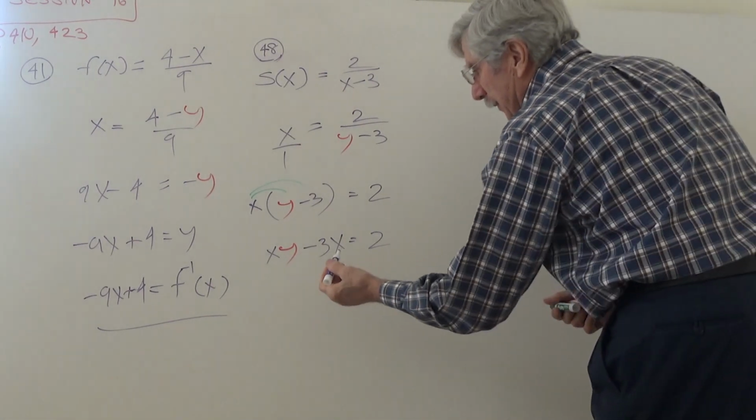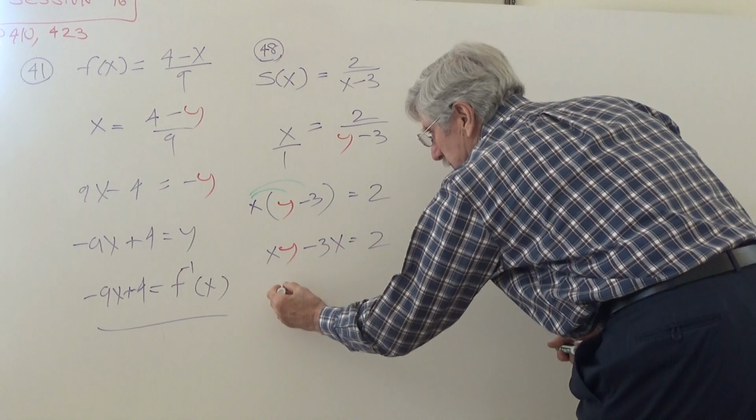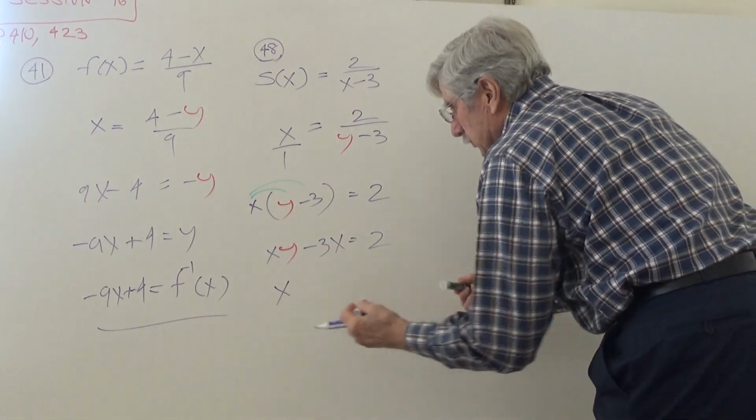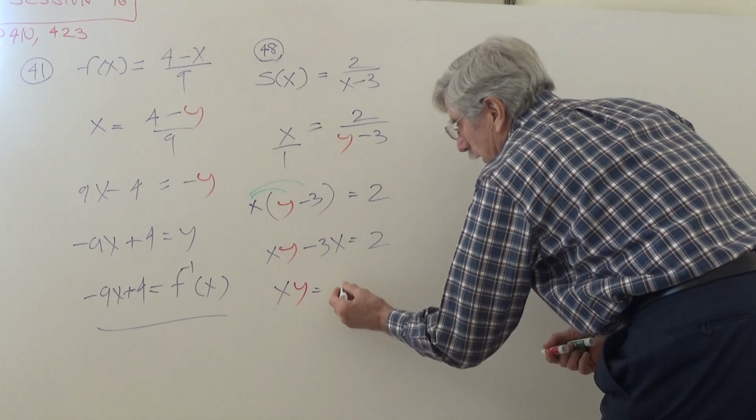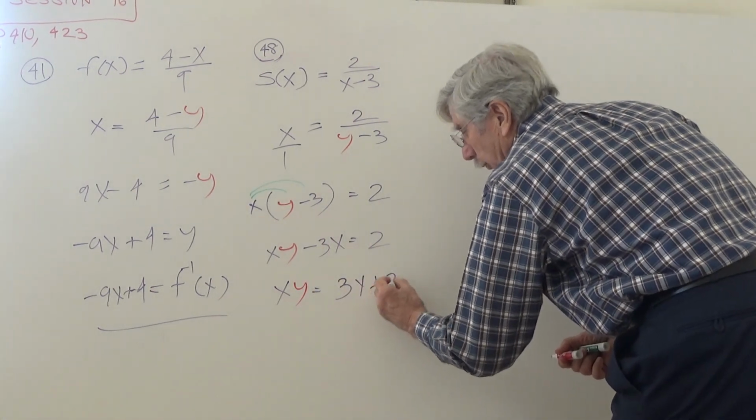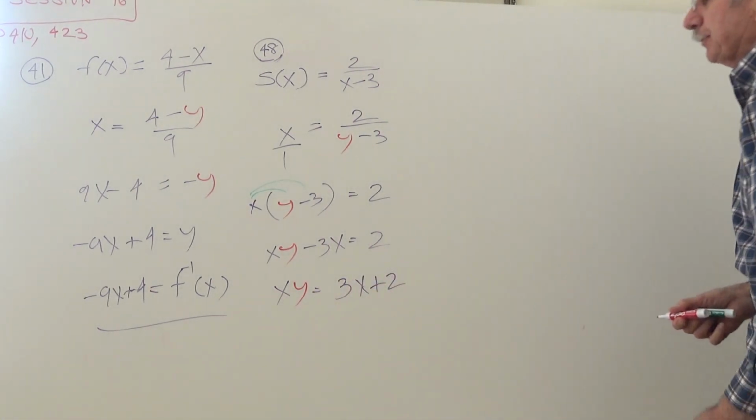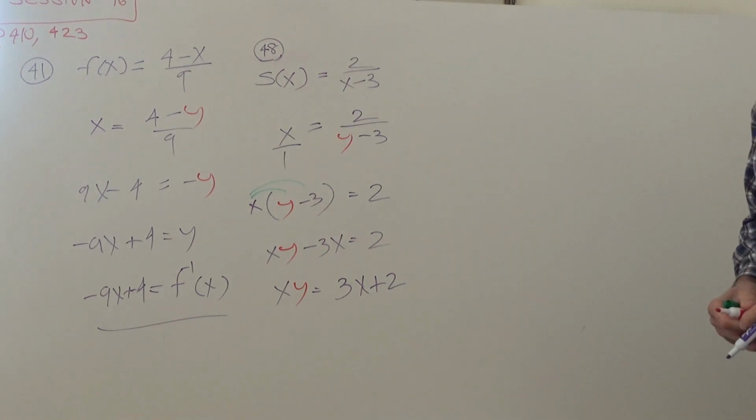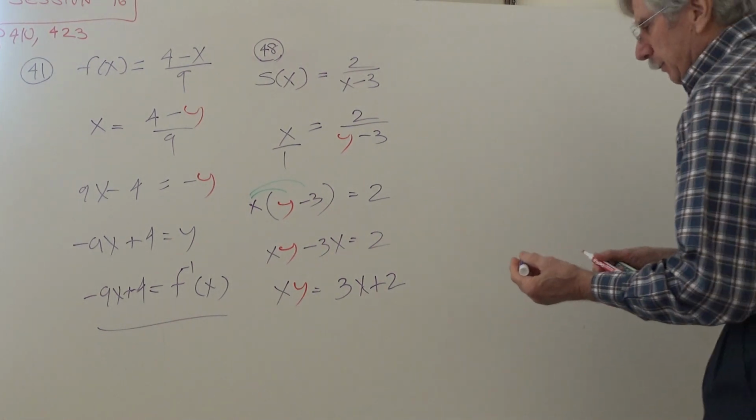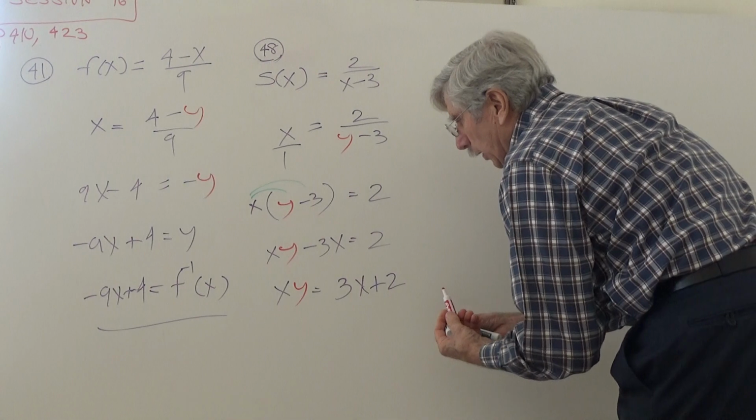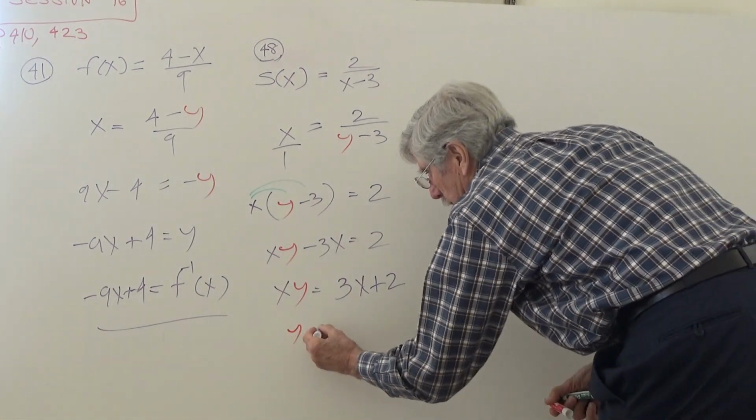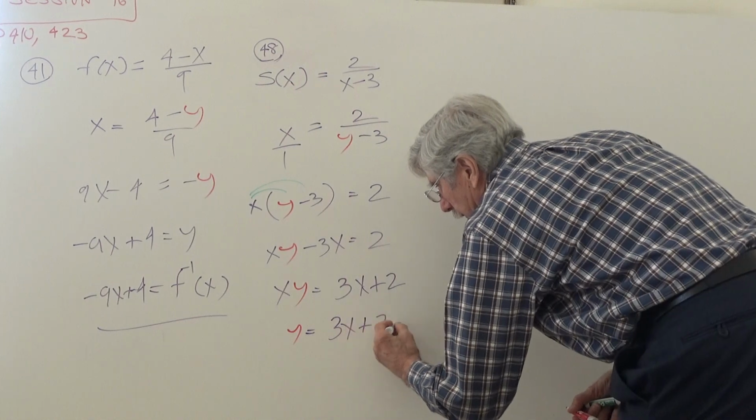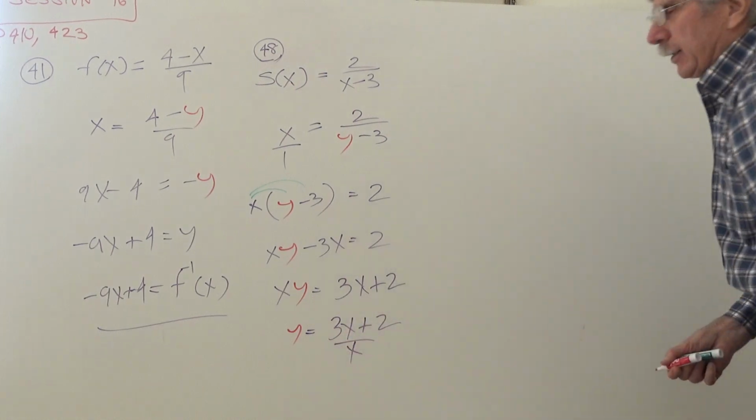So how about maybe adding 3x to both sides? If you add 3x to both sides, you get xy by itself over here equals 3x plus 2, or 2 plus 3x, either way. And the last step here will be to divide both sides by x. So dividing by x on both sides, y is equal to 3x plus 2 over x.